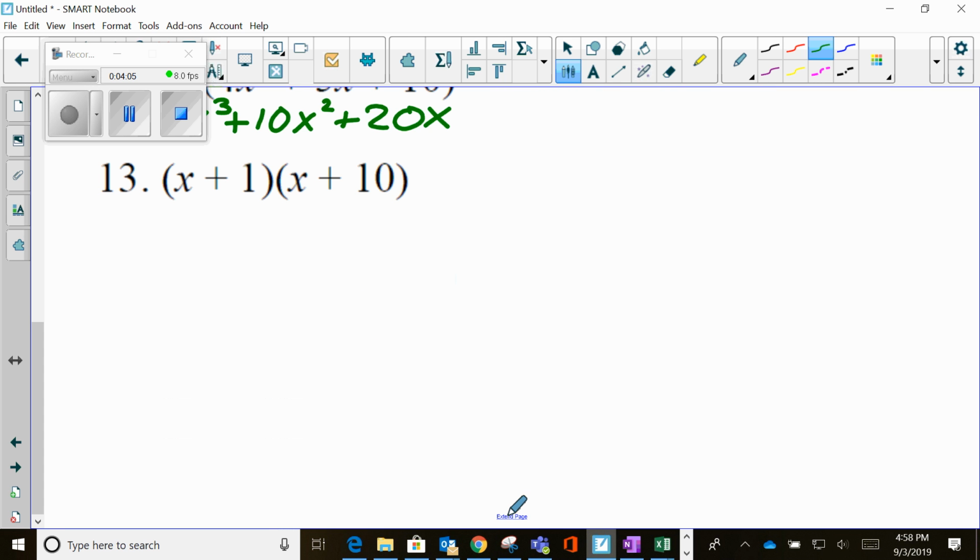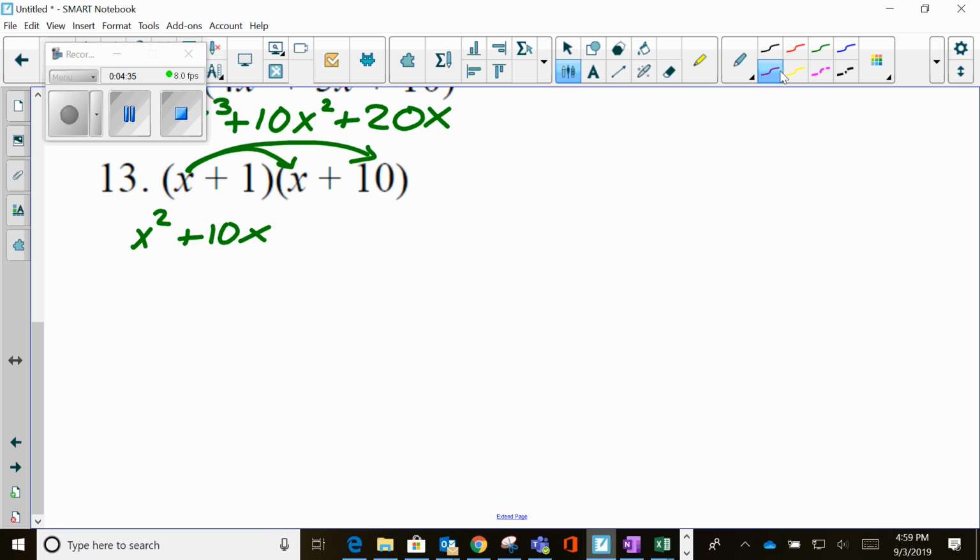Our final example is a binomial times a binomial. We are still using the distributive property. I'm going to show you 2 different ways that you could solve this. And one is simply using the distributive property, which means I'm going to take the x from the first term, and I'm going to distribute it to everything in the second polynomial. So x times x becomes x squared. x times 10 becomes 10x.